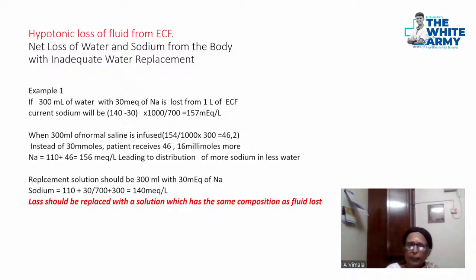So let us see the example. If 300 ml of water with 30 milliequivalents of sodium is lost from 1 liter of extracellular fluid, the current sodium will be 140 minus 30. What is this 140? That's the normal serum sodium, divided by 700 into 1000. So by just losing 300 ml of water, which is less in sodium, the serum sodium will rise to 157 milliequivalents. That is hypernatremia. Any sodium more than 145, we said is hypernatremia.